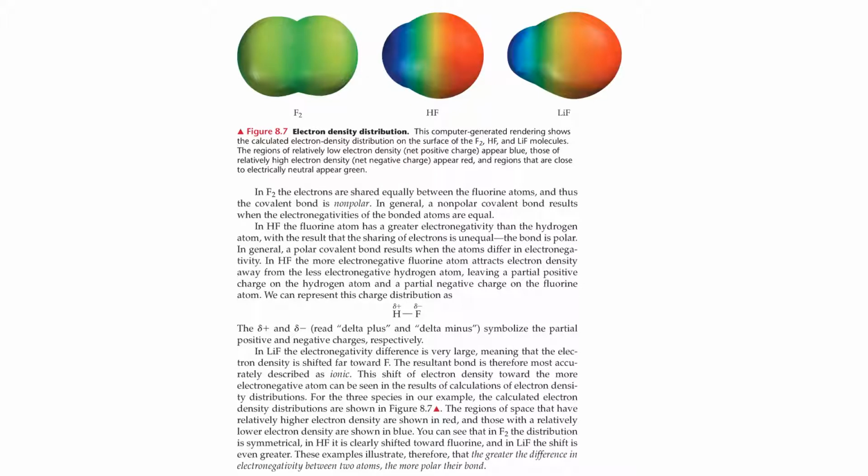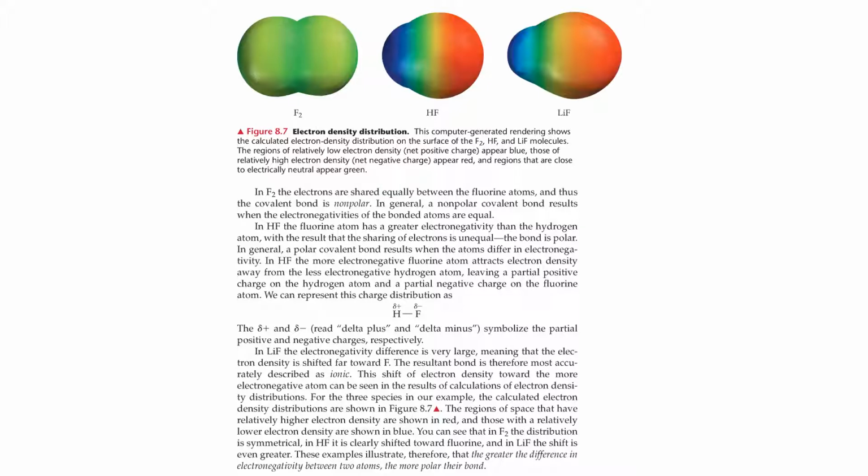In hydrofluoric acid, the fluorine atom has a greater electronegativity than the hydrogen atom, with the result that the sharing of the electrons is unequal. The bond is polar. In general, a polar covalent bond results when the atoms differ in electronegativity. In hydrogen fluoride, the more electronegative fluorine atom attracts electron density away from the less electronegative hydrogen atom, leaving a partial positive charge on the hydrogen atom and a partial negative charge on the fluorine atom. We can represent the charge distribution as H delta positive, F delta negative.